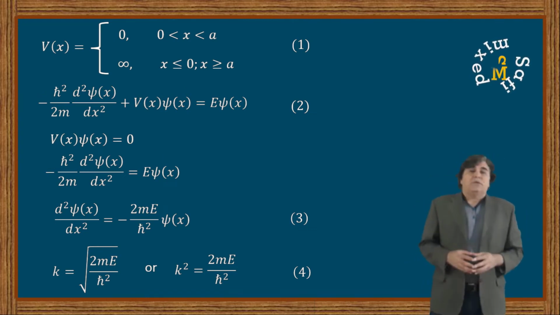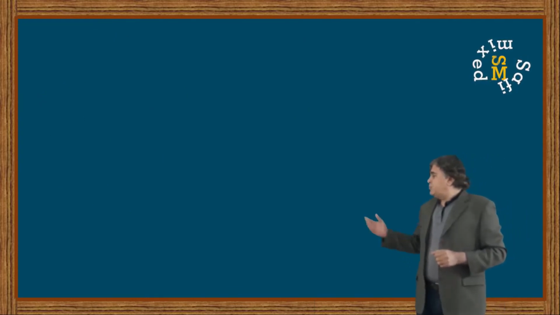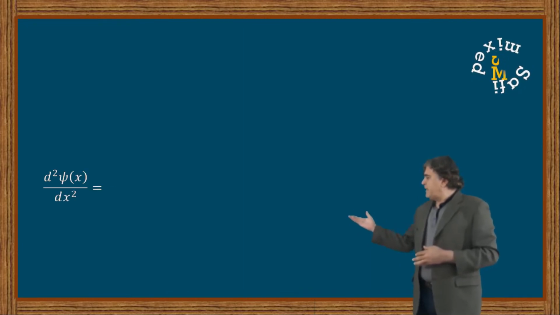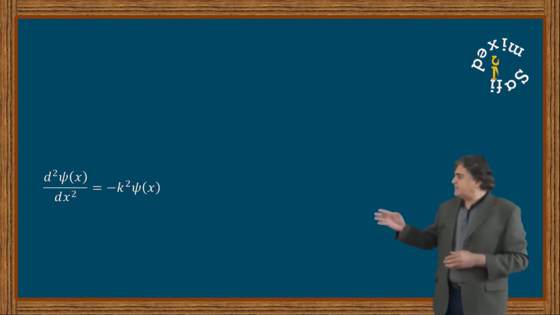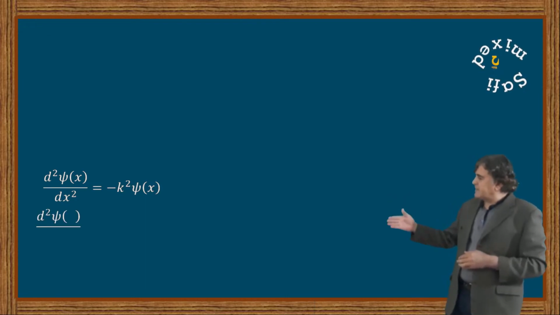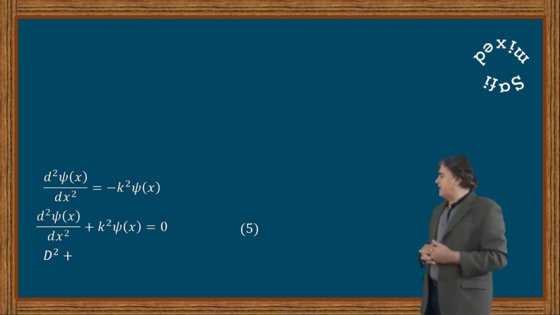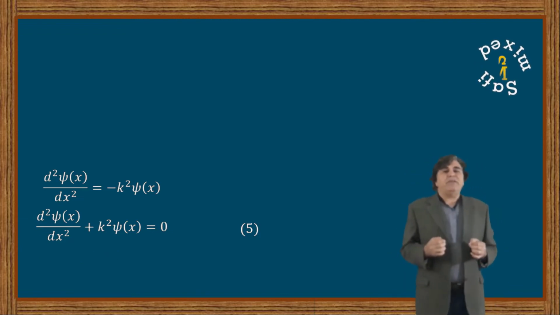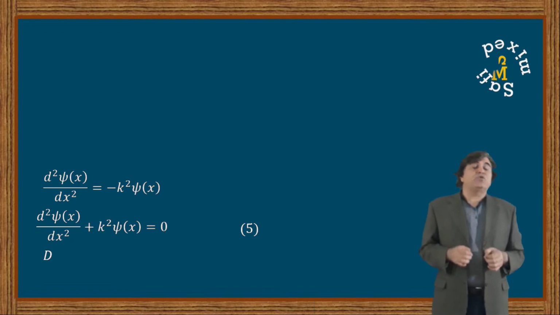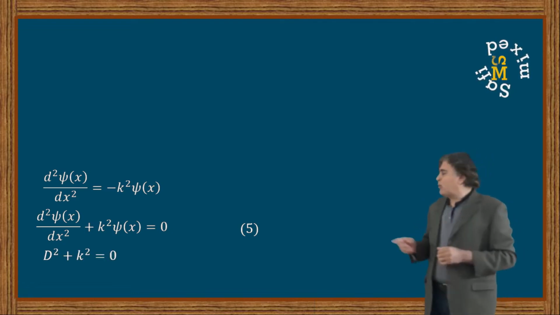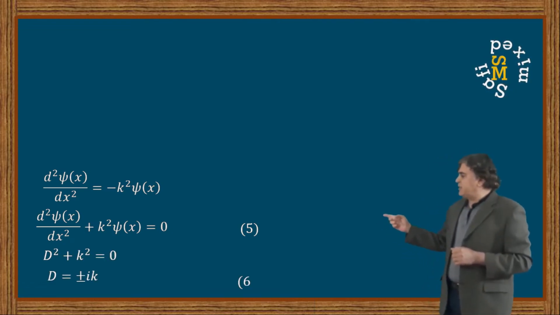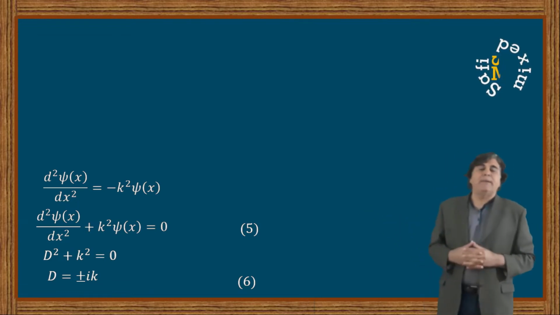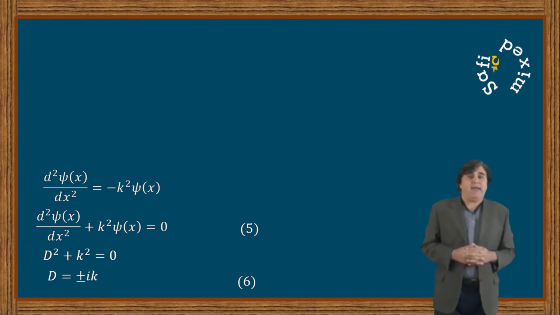With this substitution, I can put the equation into d squared psi(x) divided by dx squared plus k squared psi(x) equals 0, and taking the right side to the left, I can further modify the equation into this form. This is a very familiar second order differential equation whose root equation takes the form D squared plus k squared equal to 0, and solving this for D, I get D equals plus minus i k.